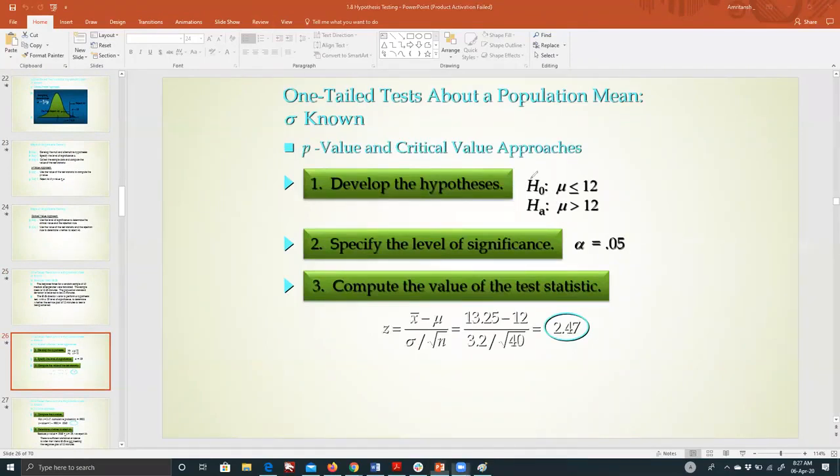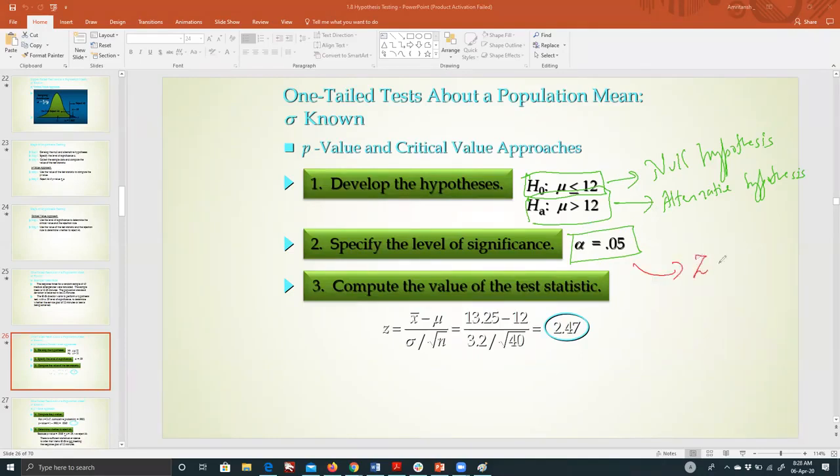So this is your null hypothesis. This is the alternative hypothesis. Alpha is 0.05. It's a single tail problem. Okay. So how would you get the z value?